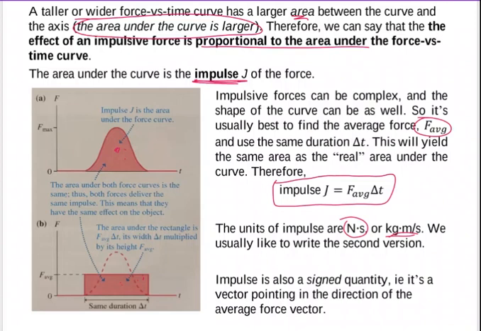So impulse is also a signed quantity. It's a vector pointing in the direction of the average force vector. So which way is the impulse going? Up, down, left, right, whatever. It is a vector.